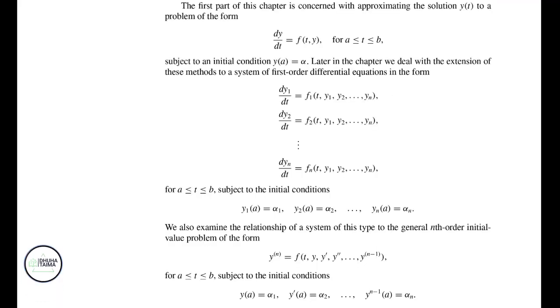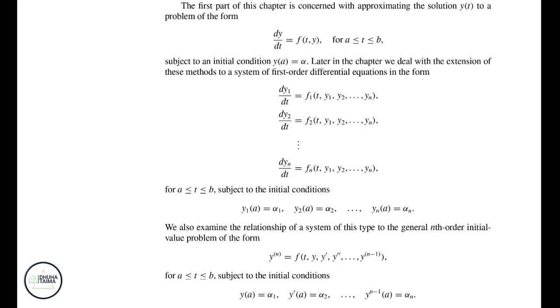The first part of this chapter is concerned with approximating the solution y of t to a problem of the form dy/dt equals f of t comma y for a less than or equal to t less than or equal to b, subject to an initial condition y of a equals alpha.